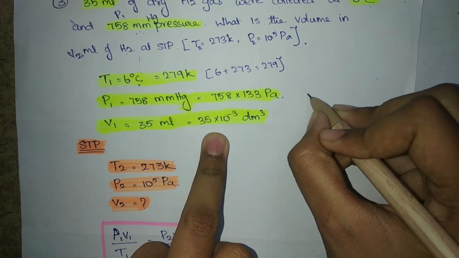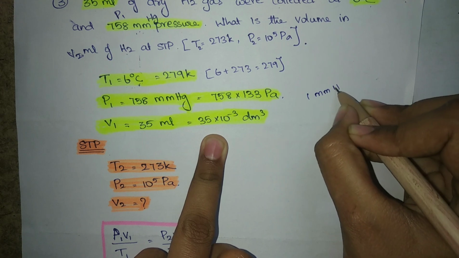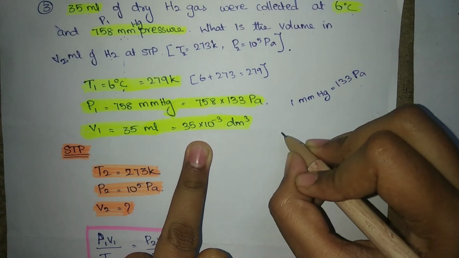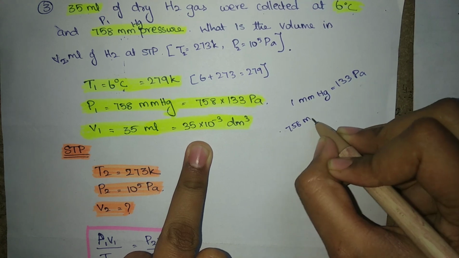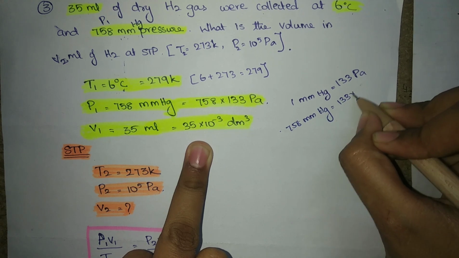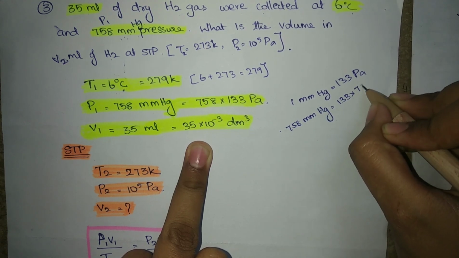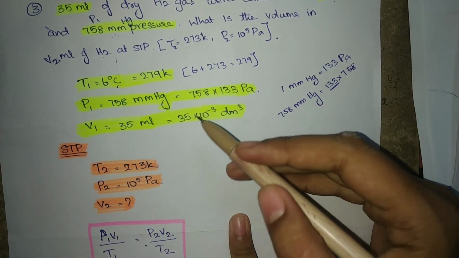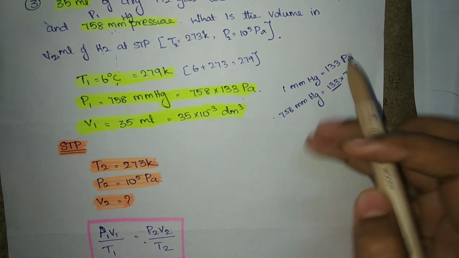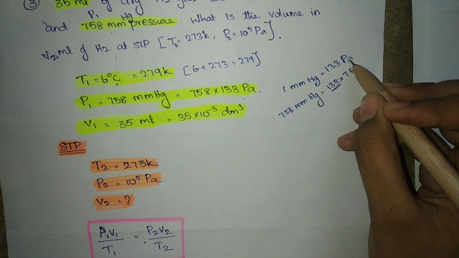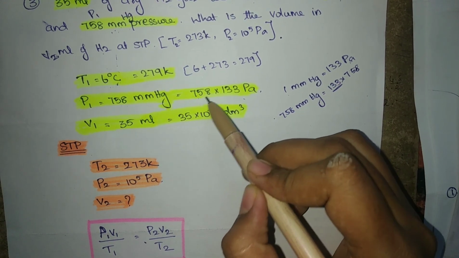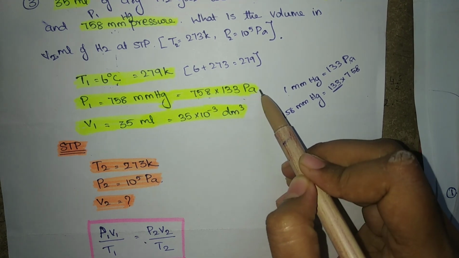So 1 millimeter mercury is equal to 133 pascals. Then 758 millimeter mercury will be equal to how many pascals? 133 into 758. We need to convert the pressure value from millimeter mercury to pascals. So 1 millimeter mercury is equal to 133 pascals, then 758 millimeter mercury will be equal to 758 into 133 pascals.